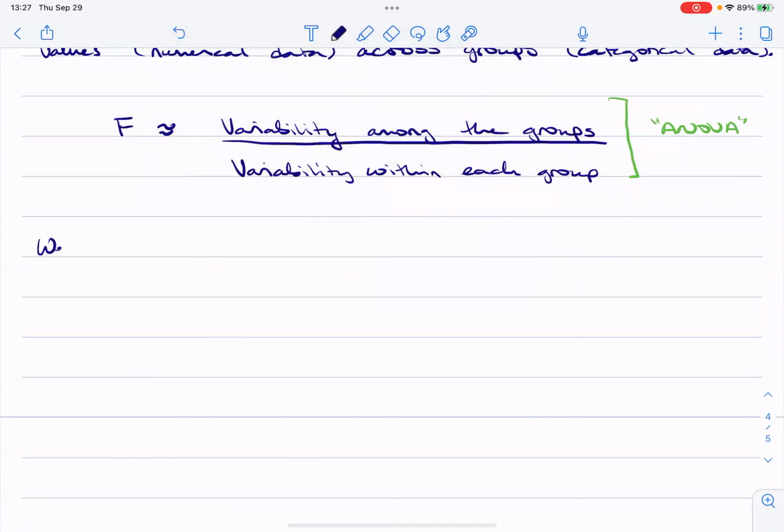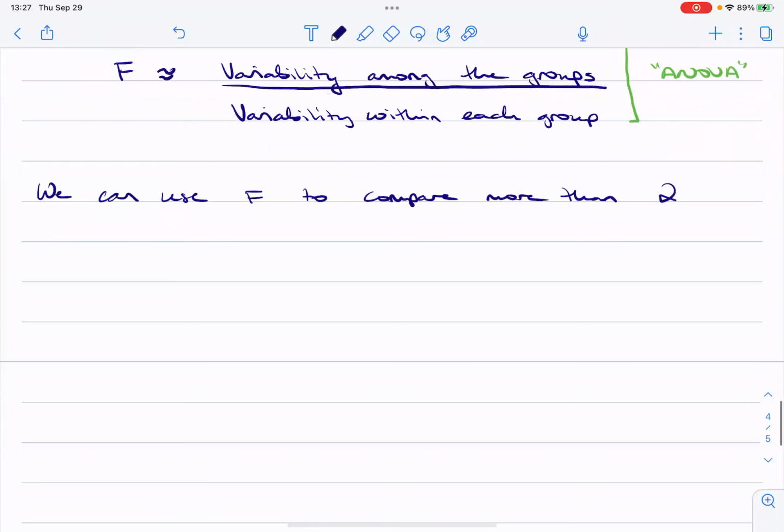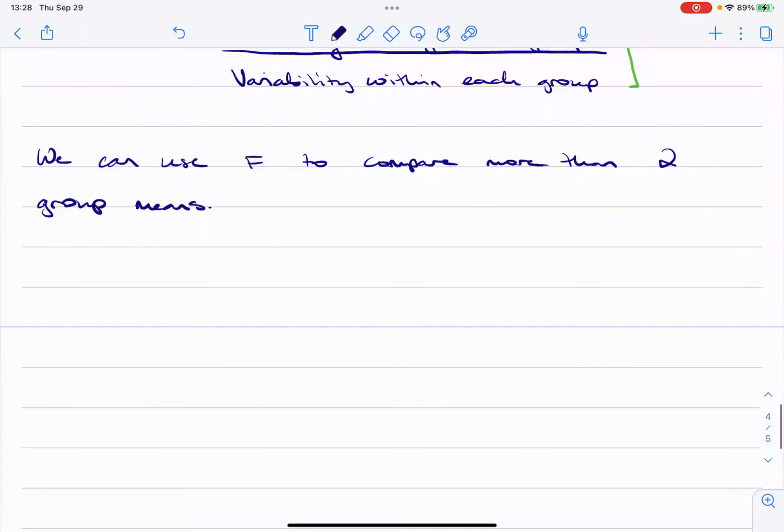So we can use F to compare more than two group means. If we're comparing just two, right, you should use a two sample t-test, or a two independent samples t-test, because it's going to be more efficient. They're going to be very, very similar. The results will be the same, but there's no point in using an F if you only have two groups.